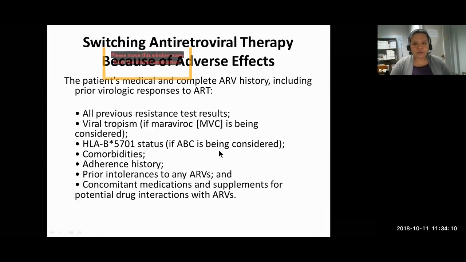Of course, if you're going to shift a patient to a medication that entails more pills taken more times a day, you should balance that out with the propensity of the patient to skip or forget medications. Next, does the patient have prior intolerance to any ARVs? And list down all the concomitant medications and supplements for potential interactions with your new drug. So yan yung mga itatanong nyo muna sa baseline bago tayo mag-shift.